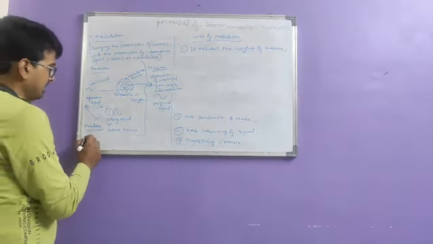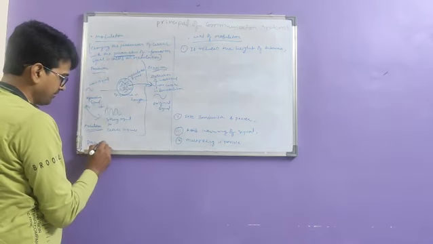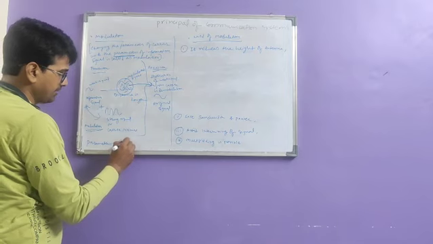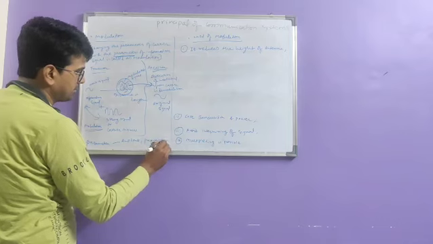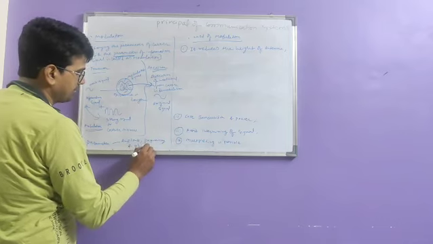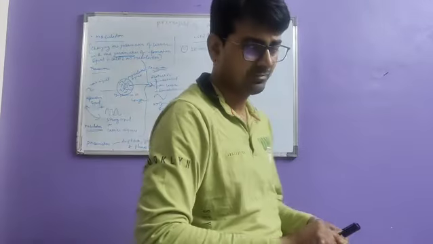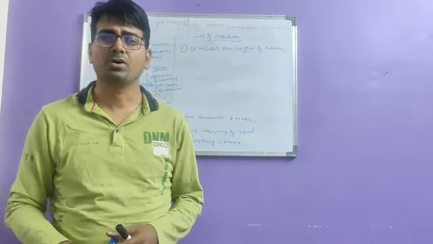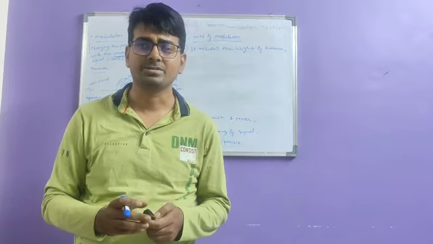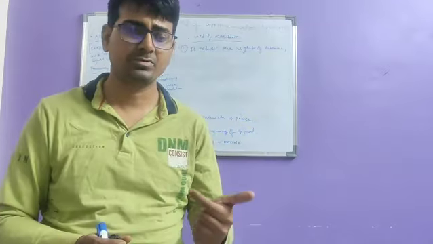And these parameters are amplitude, frequency and phase. So modulation is a process in which various parameters of the carrier change with the various parameters of the information signal. These parameters are amplitude, frequency and phase.